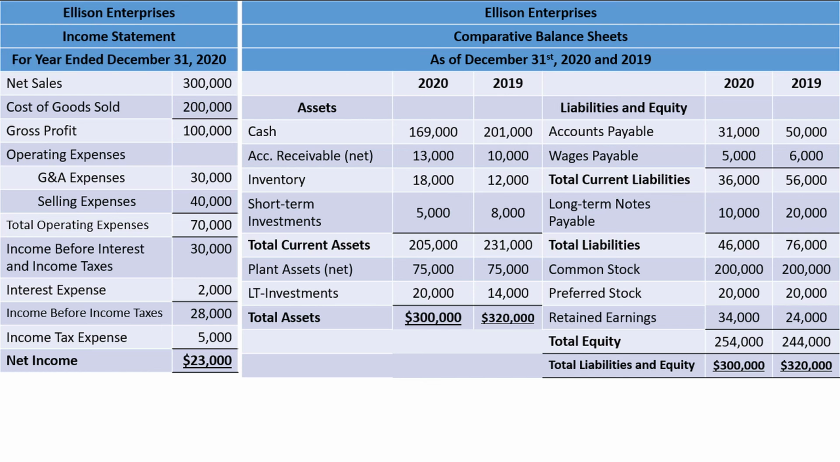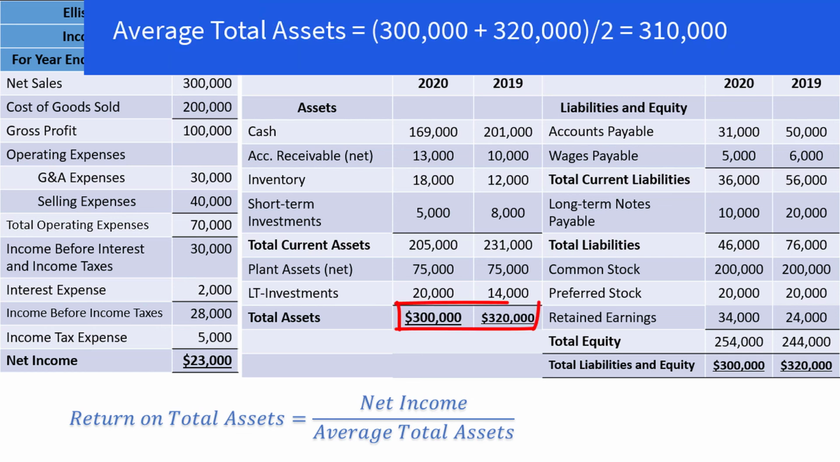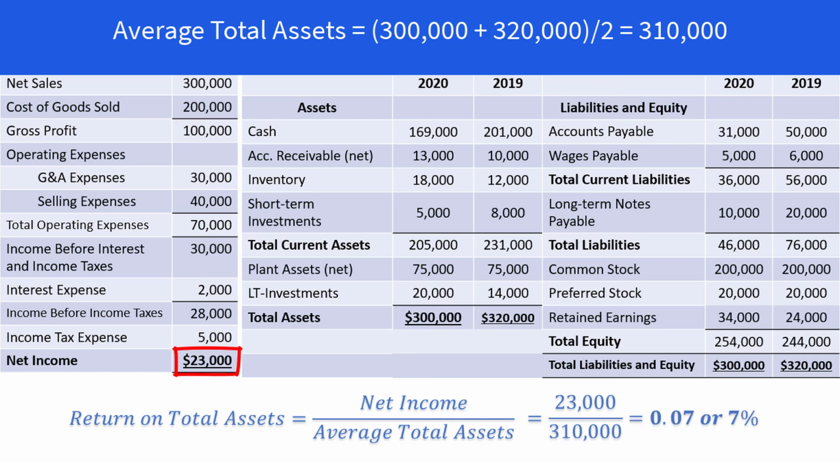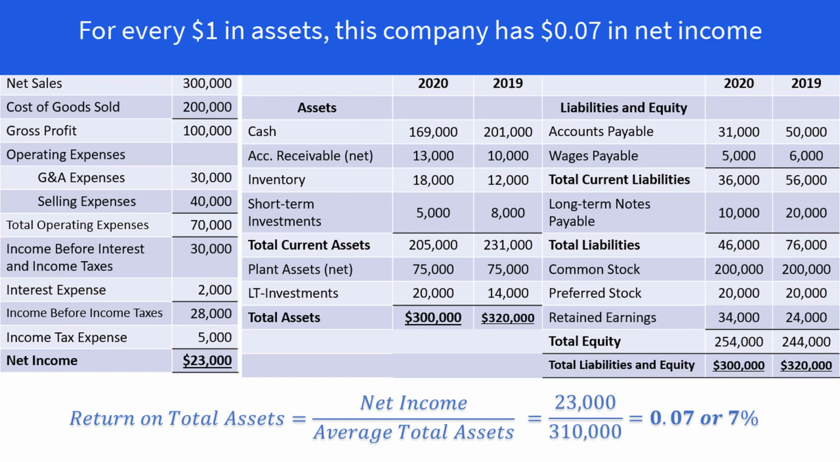Our next profitability ratio is the return on total assets, which is equal to net income divided by average total assets. The average total assets for our example is $300,000 plus $320,000 divided by 2, which is equal to $310,000. The return on total assets is equal to $23,000 divided by $310,000, which equals about 0.07 or 7%. This means that for every $1 in assets the company has, they're able to generate 7 cents in net income.